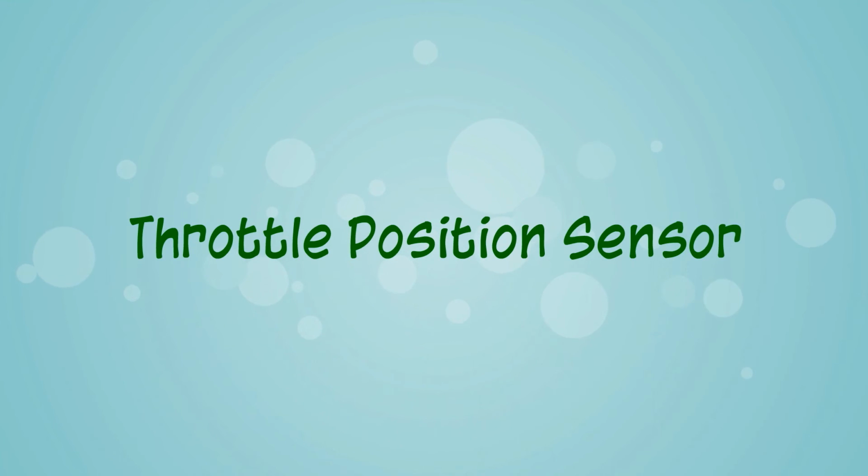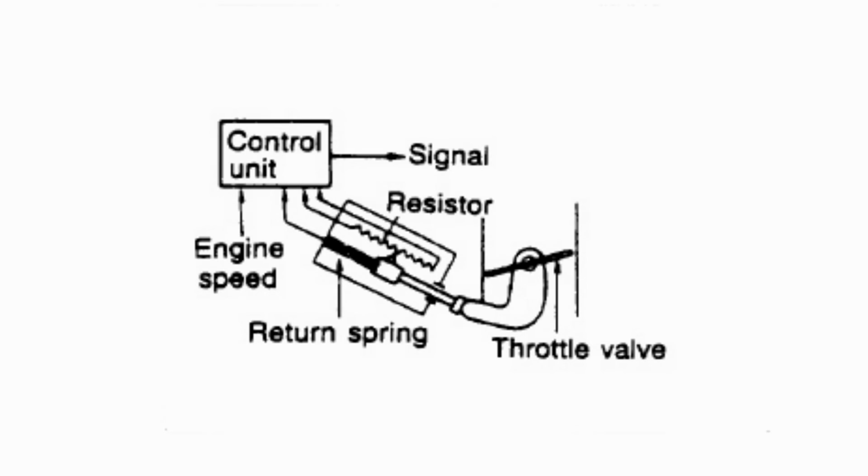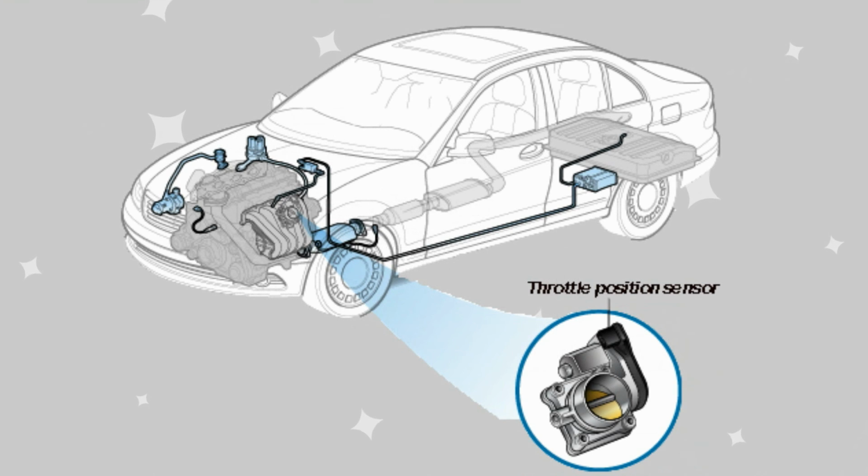Throttle position sensor. This sensor is linked with the accelerator pedal and the throttle body, and sends information about injector pulse width and spark timing. It is located in the throttle body and it is neither washable nor repairable.